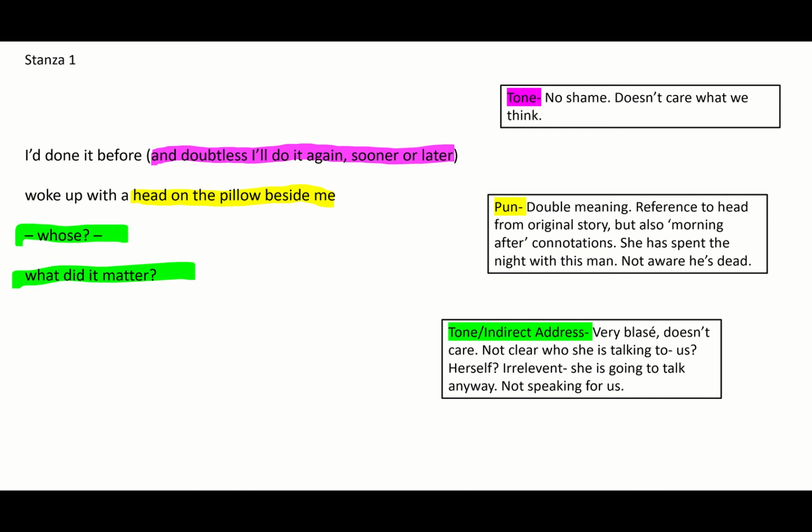Is she talking to us as the reader? Is she talking to herself? Is it just sort of like she's just talking her way through her morning? Whoever she's talking to, I think it's kind of irrelevant, because she's going to talk anyway. She's not speaking to us. She's not telling us a story. She's not, you know, working her way through her problems with us. She's just speaking, and we just happen to be here. So she's not talking to us or for us, which gives the sense of, I suppose, independence, and strength of character.